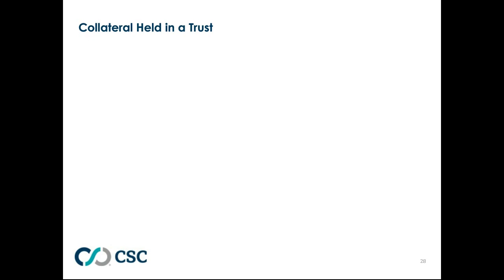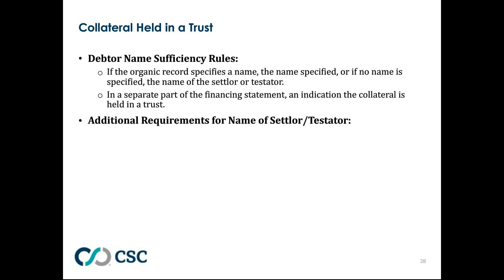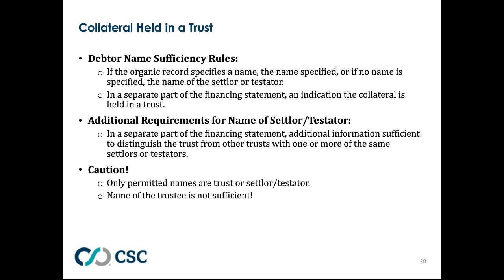And in the case of a common law trust, the debtor name sufficiency rules are, number one, if the organic record of the trust specifies a name for the trust, then the financing statement must provide the name specified. If no name is specified, then the financing statement must provide the name of the settlor or testator. And in a separate part of the financing statement, there must be an indication that the collateral is held in a trust. Now, if the name of the settlor or testator is provided, there are some additional requirements. That means in a separate part of the financing statement, there must be additional information provided to distinguish the trust from other trusts that have one or more of the same settlors.